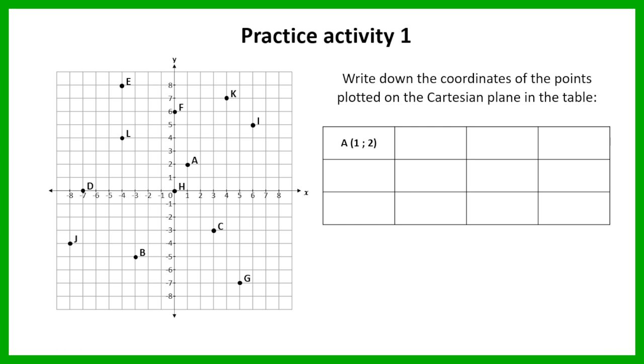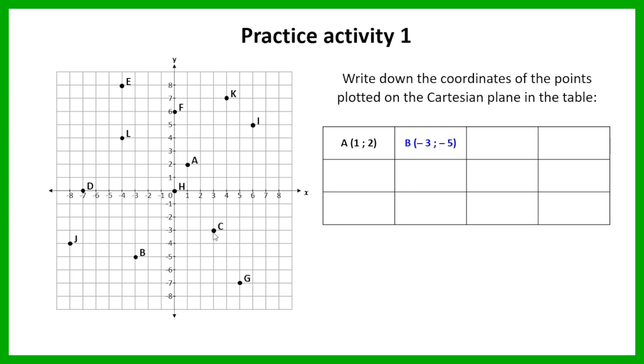Okay, so let's go through what you should have got for the coordinates of each of those points. So point A was already done for you. Let's go on to point B. So if you look at point B over here, the first thing you're going to do is look for the x value. So it is in line with -3 on the x-axis, and then the y value is in line with -5. So point B is -3, -5. -3 for the x value, -5 for the y value.